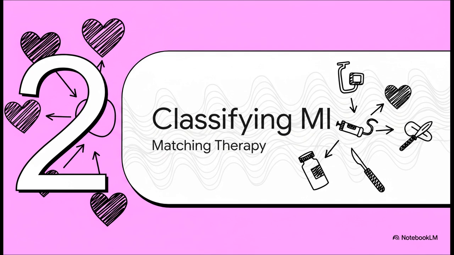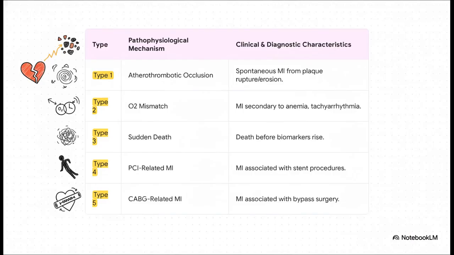Okay, so once you've made the diagnosis of a myocardial infarction, the universal definition helps us get even more specific. It stratifies MIs into 5 distinct types based on their cause. And this isn't just some academic exercise. This classification is absolutely indispensable in the clinic because it tells you why the heart attack happened, which in turn dictates the entire treatment strategy. Let's quickly run through these.